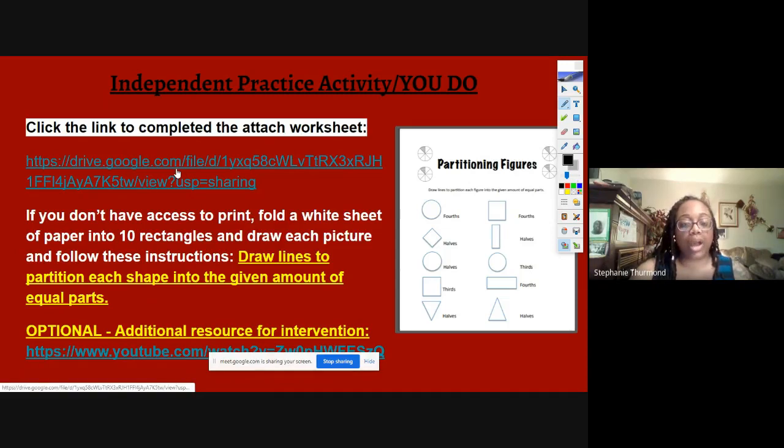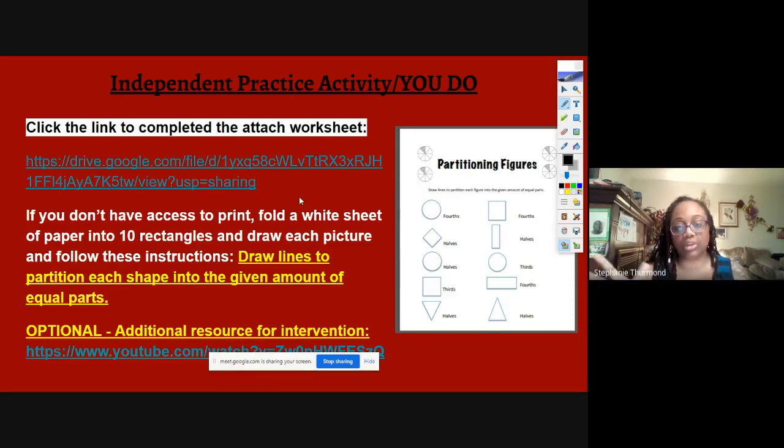If you have a printer and are printer accessible, you can print that worksheet out so that you can turn it into your teacher. If you do not have access to a printer and aren't able to print out, that is okay. You can get a white sheet of paper or a lined sheet of paper and fold it into 10 rectangles. There's also an example of this in the lesson plans.